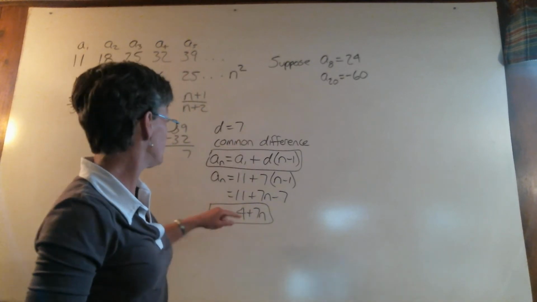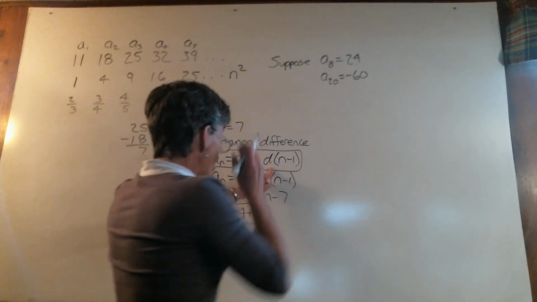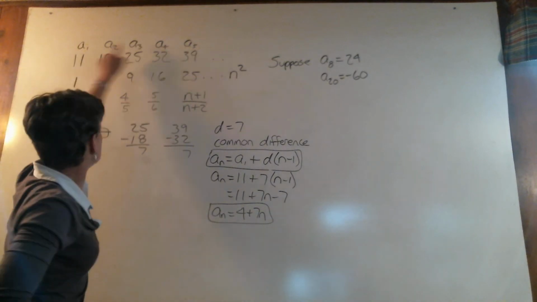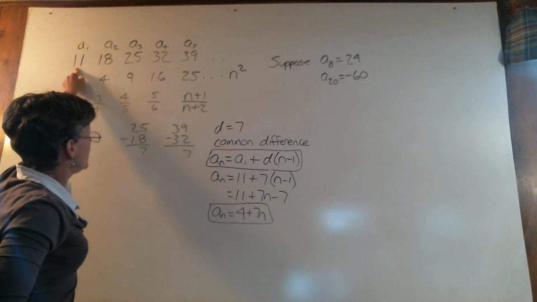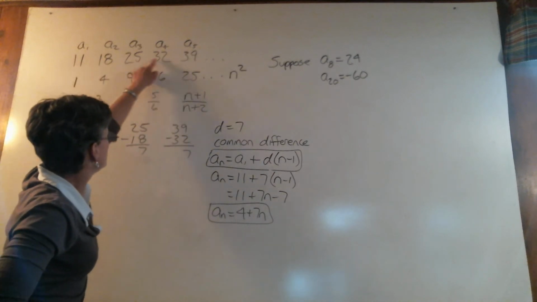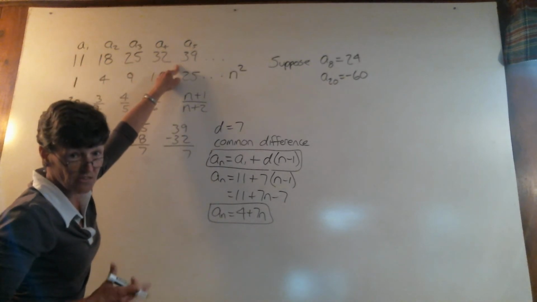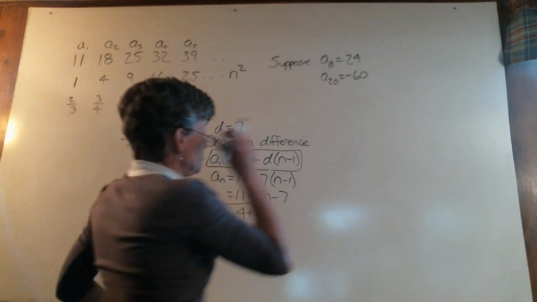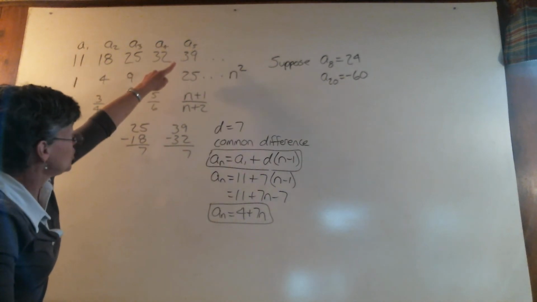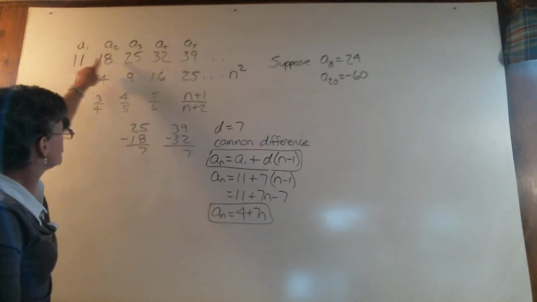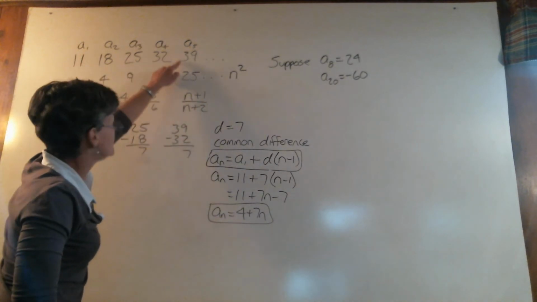Well, I need to know my first term and I need to know my common difference. The difference is easy to get because all you do is take these two numbers and subtract them, and then divide by the number of differences between them. So in other words, if I've got my 5th term and my 1st term, and I subtract 5 and 1, I get 4. So I know there are 4 d's between those.